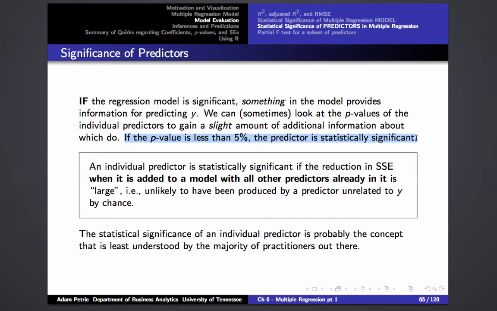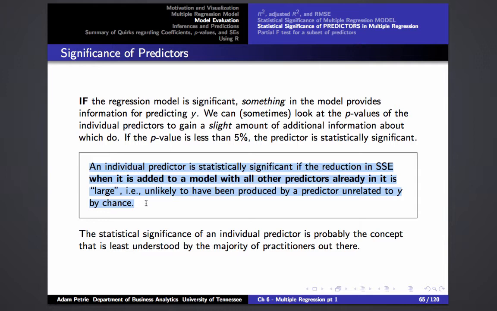Okay, so what does it mean for an individual predictor to be significant in a multiple regression model? Well, it means something very specific. We say that an individual predictor is statistically significant if the reduction in the sum of squared errors when it is added to a model with all the other predictors already in it is large. In other words, unlikely to have been produced by a predictor unrelated to y just by chance.